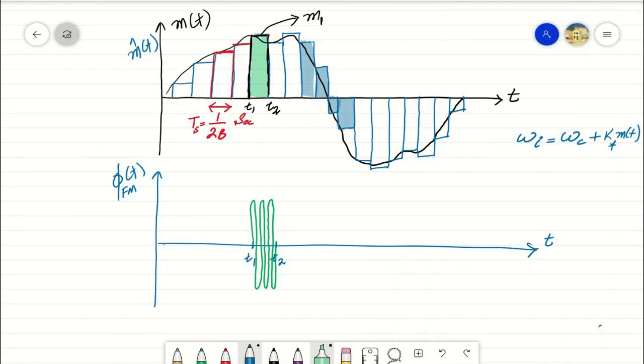If we are limited within the span from t1 to t2, we have a constant amplitude of m of t, that is m1. After scaling m1 with kf and adding it with the frequency of carrier signal omega c, we have a constant frequency for the span within a certain block.